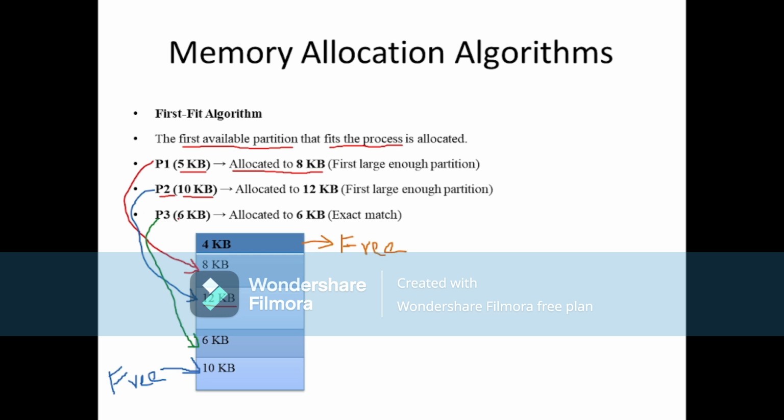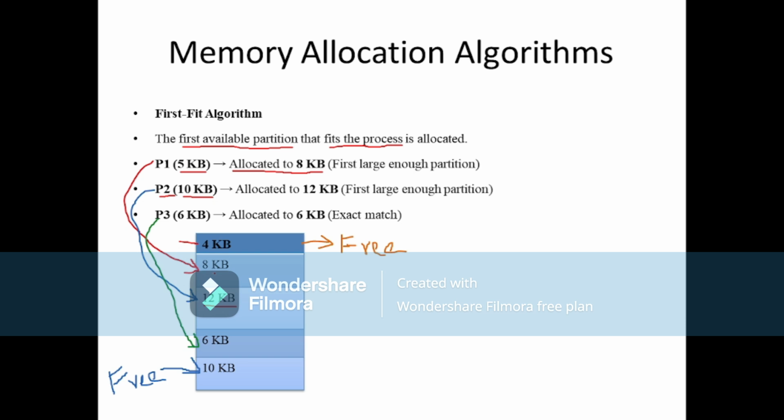So P2 will be assigned this partition of 12 KB. Next is the process P3. What is the size of P3? 6 KB. So it checks the first partition, 4 KB. No, it cannot be allocated. 8 KB is already allocated to P1, and 12 KB is already allocated to P2. So for P3, what is the next available partition? 6 KB. Can P3 be allocated to 6 KB? Yes, because it is an exact match and it fits into this partition.